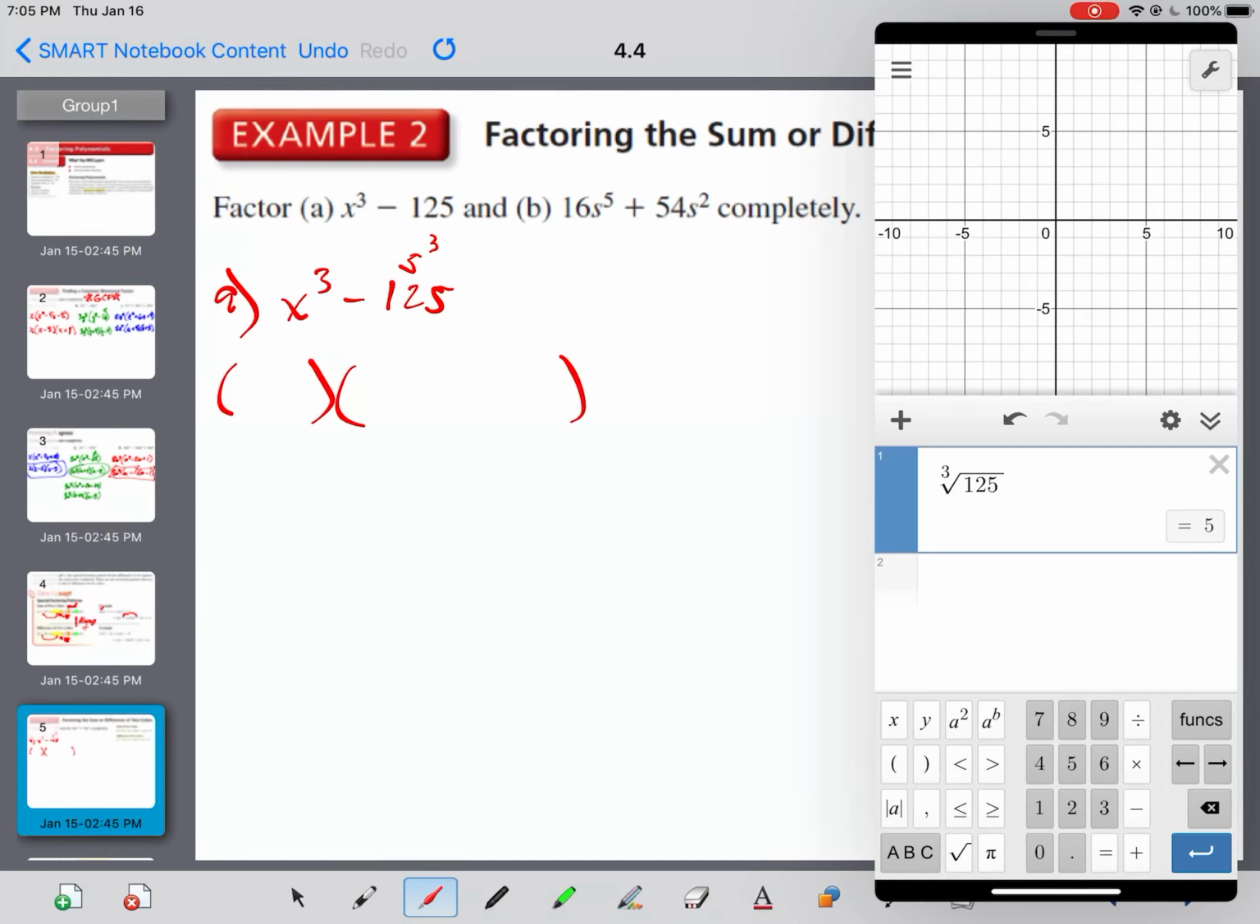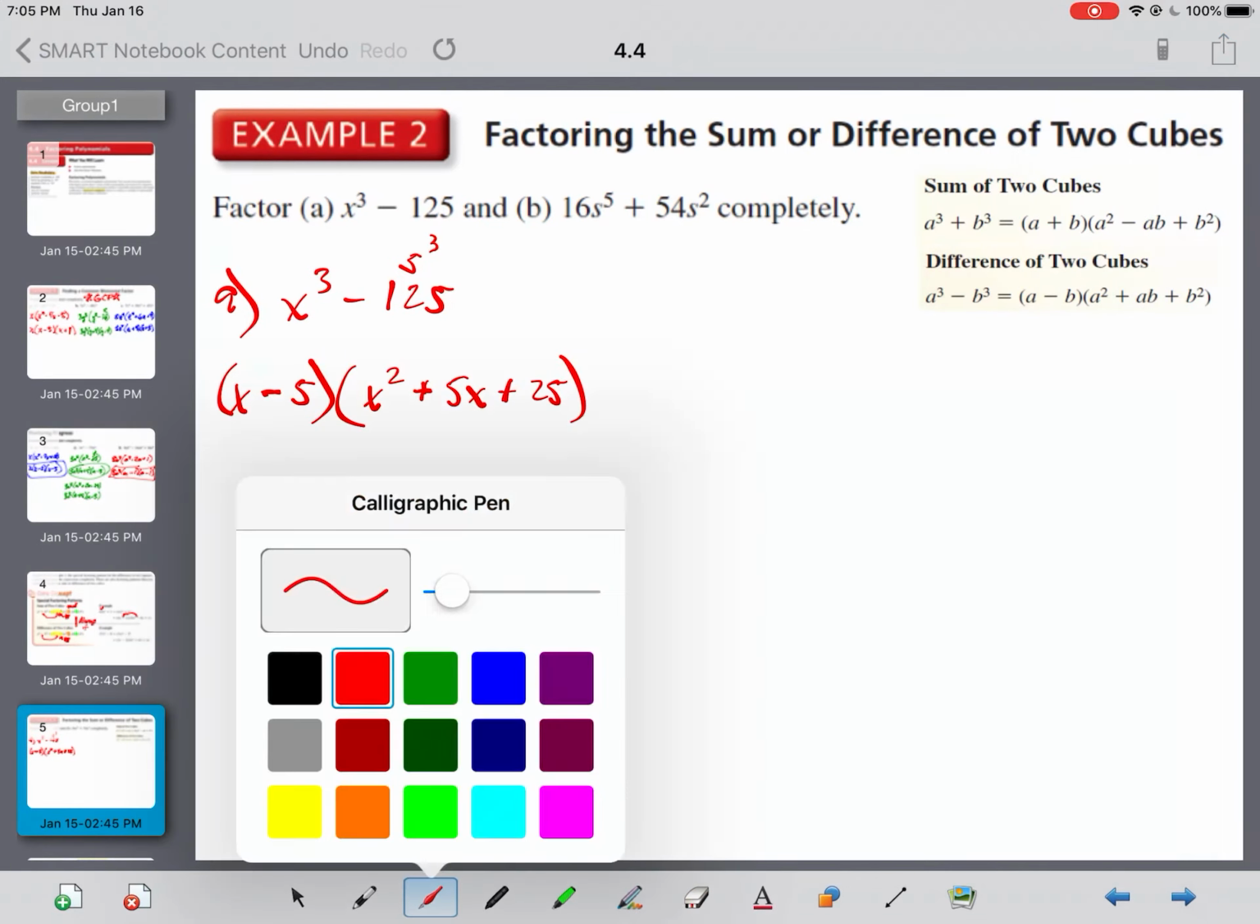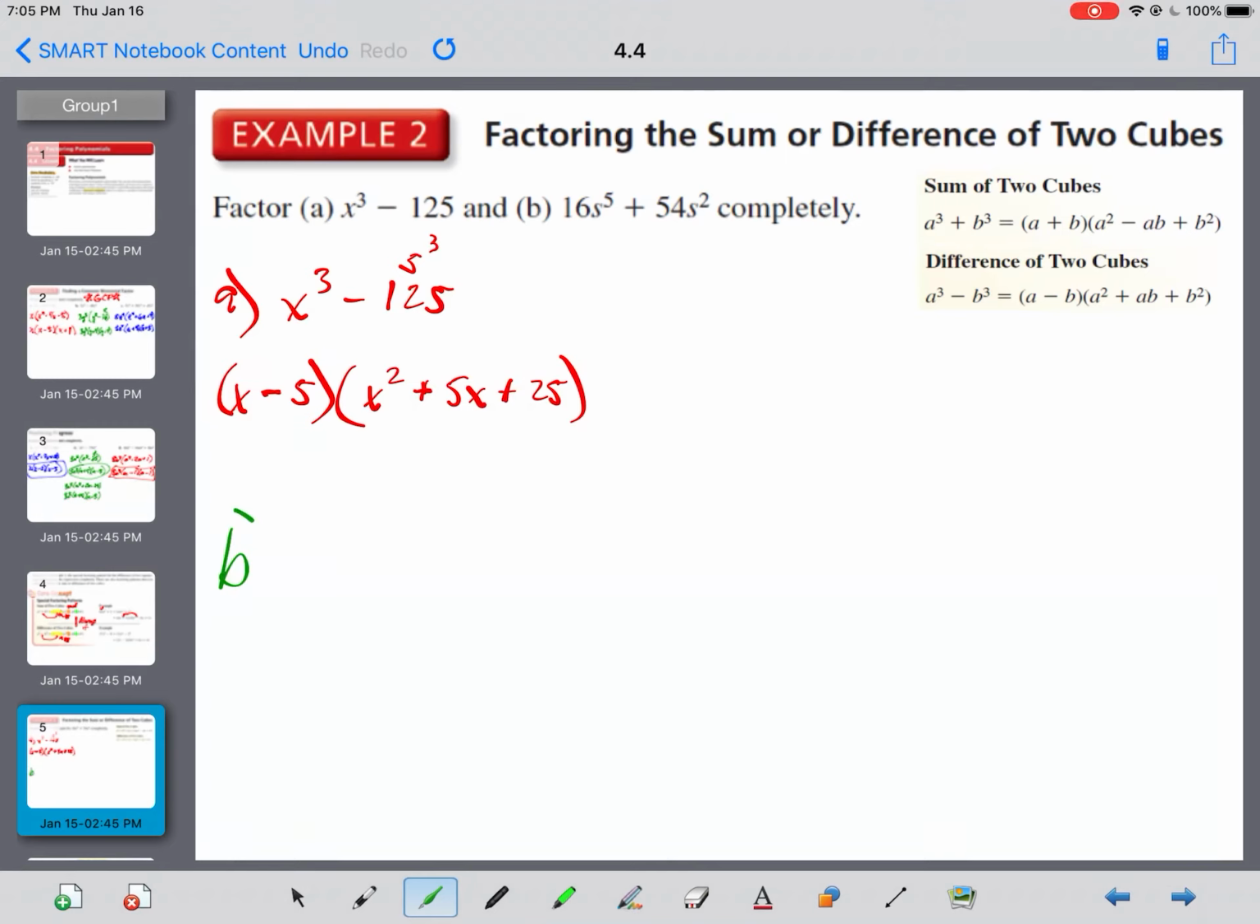So I have my pattern, right? And I'm going to do a match. It's going to be opposite, and then it's always plus at the back. And I'm going to do an x and a 5, and this is an x squared. That's going to be a 5x, and that's going to be 25, because that's what 5 squared is. And it's just that pattern over and over and over again. Let's look at B.